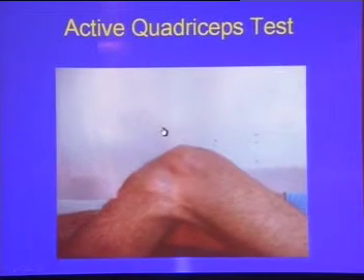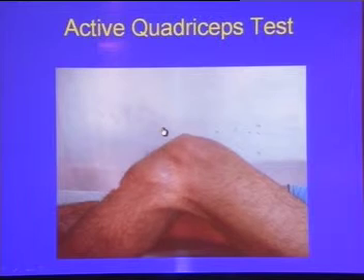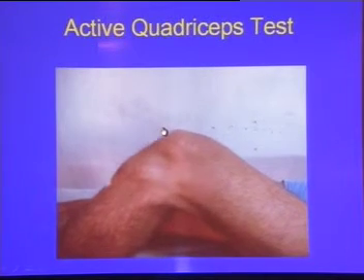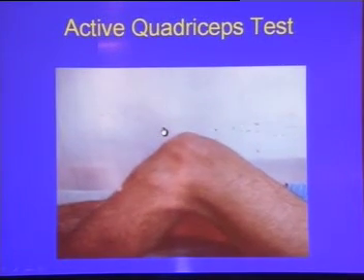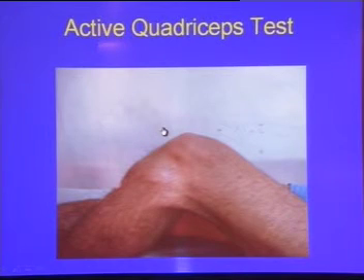Another test that is done for PCL injury is the active quadriceps test. Try to stabilize the distal part of the leg and ask the patient to actively extend the knee. The posteriorly subluxed tibia will come forward, and you can appreciate that.